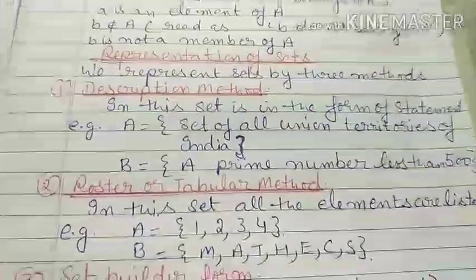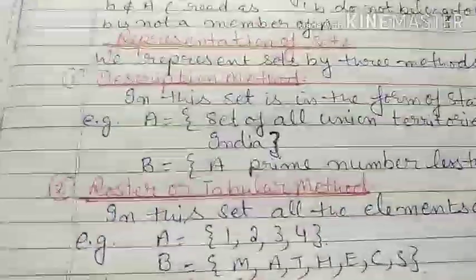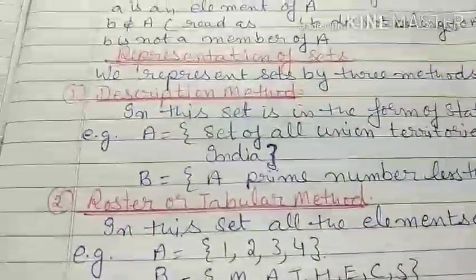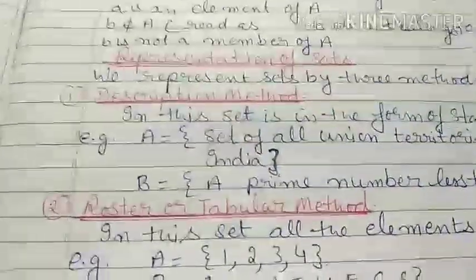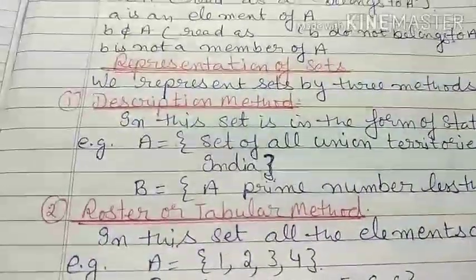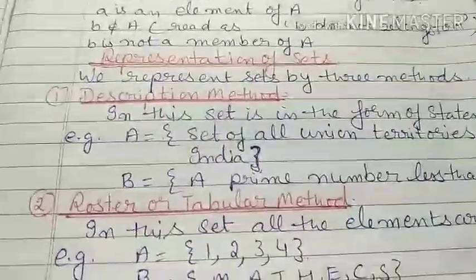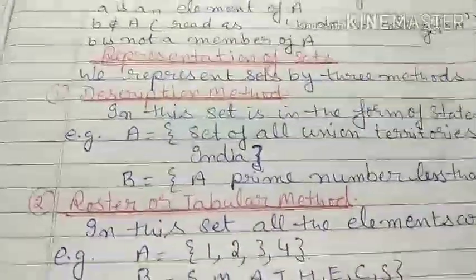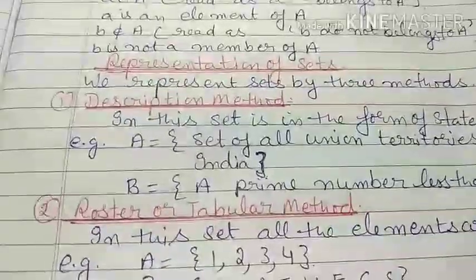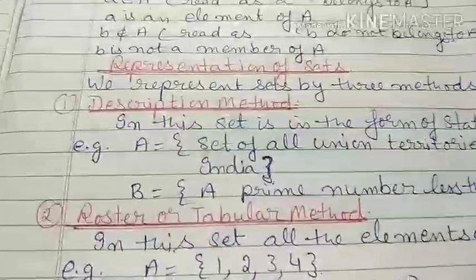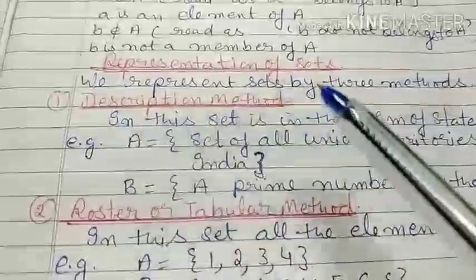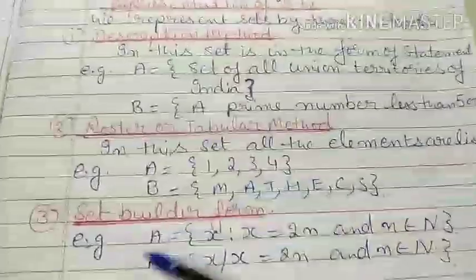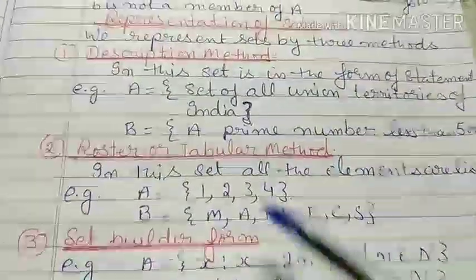Now how do you represent sets? We understand what a set is, but now the question is how you represent a set in front of other persons. You can't say every time, oh, this is the set name, this is the element. There is a procedure for that. There are three methods for the representation of sets: one is the description method, the second is roster form, and the third is set builder form.